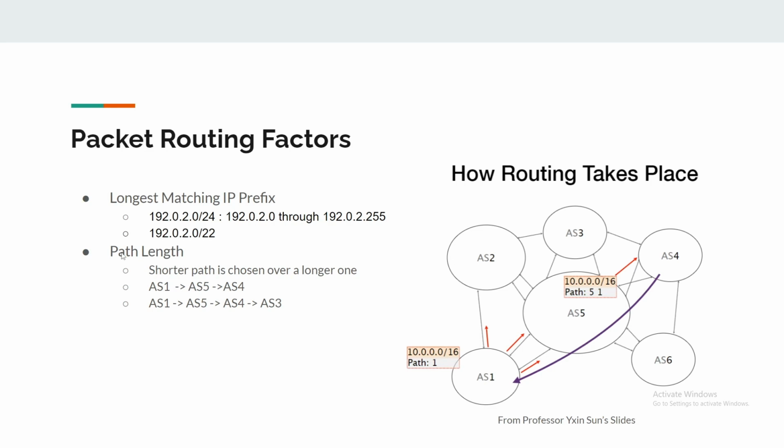The second variable is if both IP addresses have the same prefix, so if both of them are /22, then the IP address that is closer in the path is where the packets are sent. So let's take AS4 for example. If I am at AS1 and I want to send something to AS4, then a really short path I could take would be from AS1 to AS5 to AS4. I would take this path over taking a path that's, say, AS1 to AS2 to AS3 to AS4. That path is much longer.